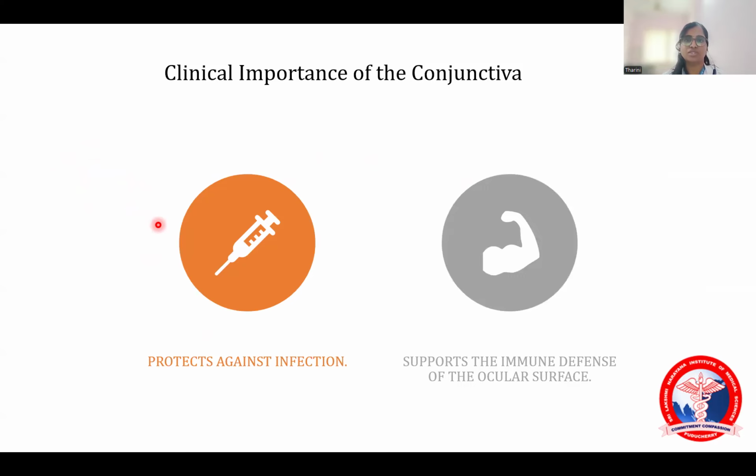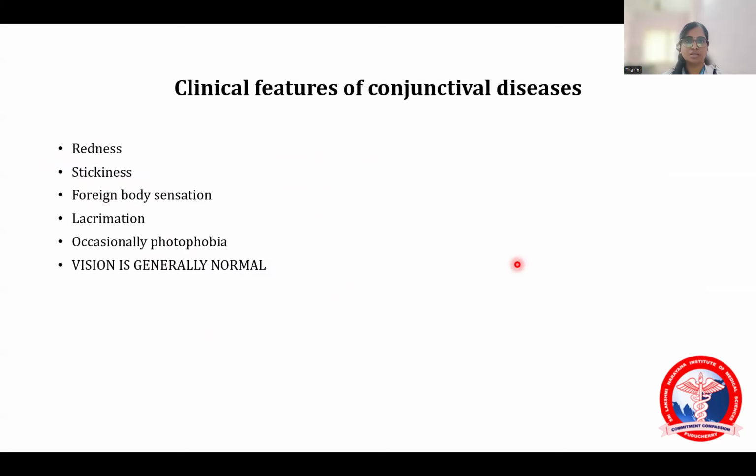What is the clinical importance of conjunctiva? The conjunctiva protects against infection and it supports the immune defense of the ocular surface because it contains lymphocytes. So this is about the anatomy of conjunctiva.